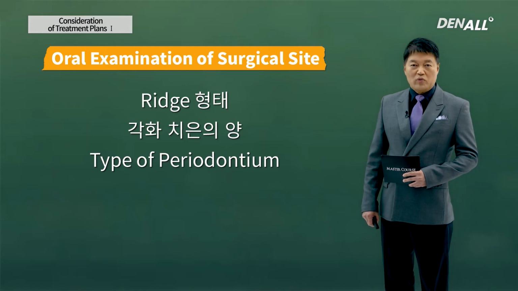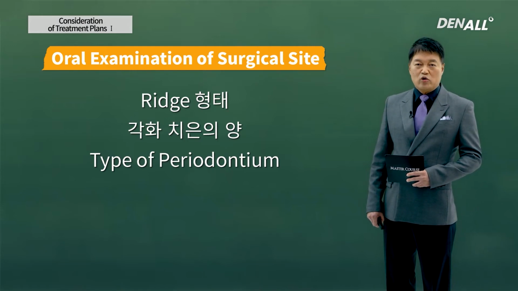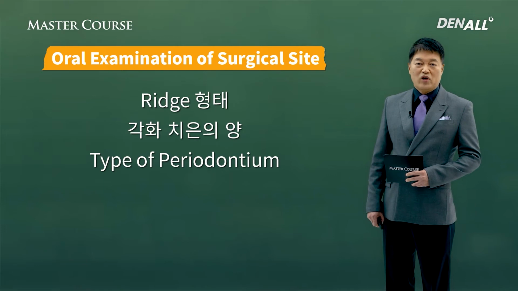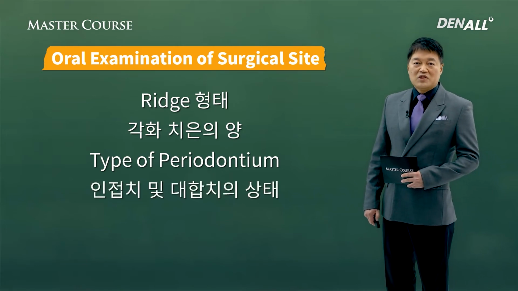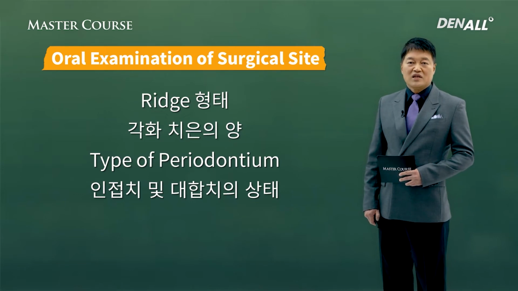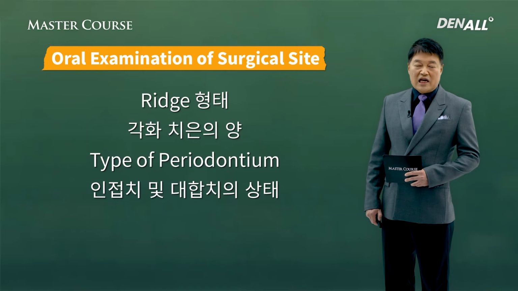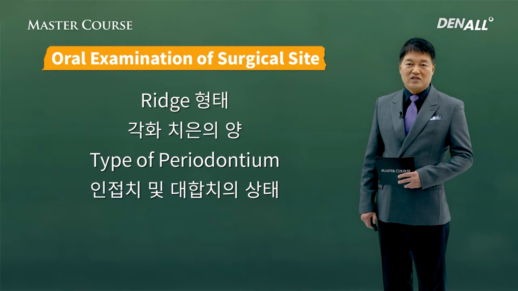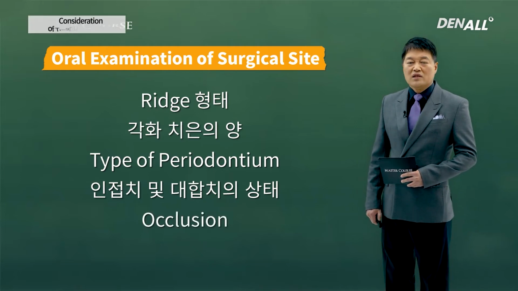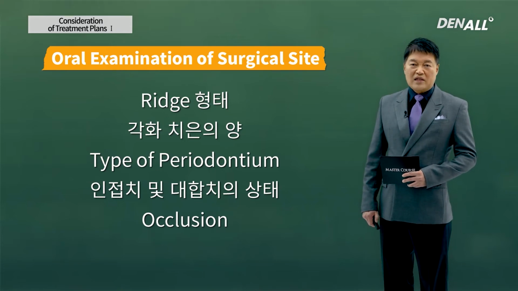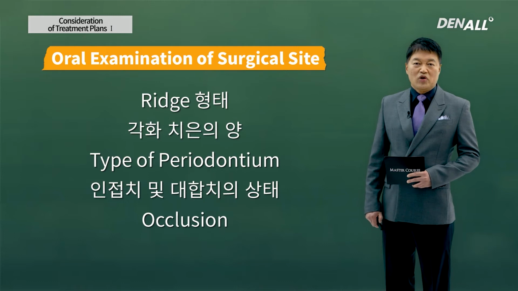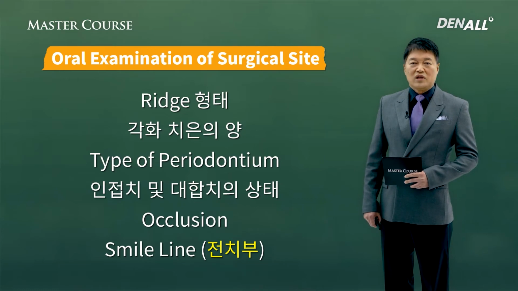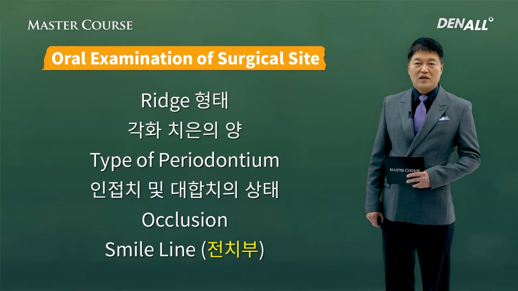Third is periodontium type. Check whether it is thin or thick biotype, especially in the anterior region. For thin biotype, you need to pay more attention. Also, adjacent teeth and opposing teeth need to be checked. Whether adjacent teeth are tilted mesially or opposing teeth are extruded, whether there is normal occlusion and there is sufficient space. Occlusion, check whether it is normal or if there is crossbite. On the anterior, how is the smile line? Check before surgery, so you need to pay more attention ahead.